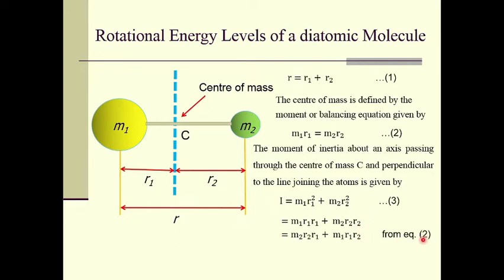But from equation 2 we know that m1 r1 is equal to m2 r2. Therefore, here I can write m2 r2 into r1 plus here I can write m1 r1 into r2, and therefore I can take out r1 r2 outside and we can write r1 r2 into the bracket m1 plus m2. Call it equation number 4.